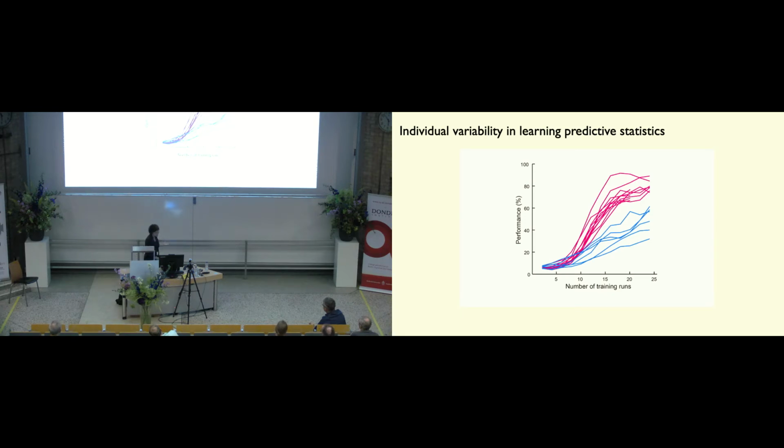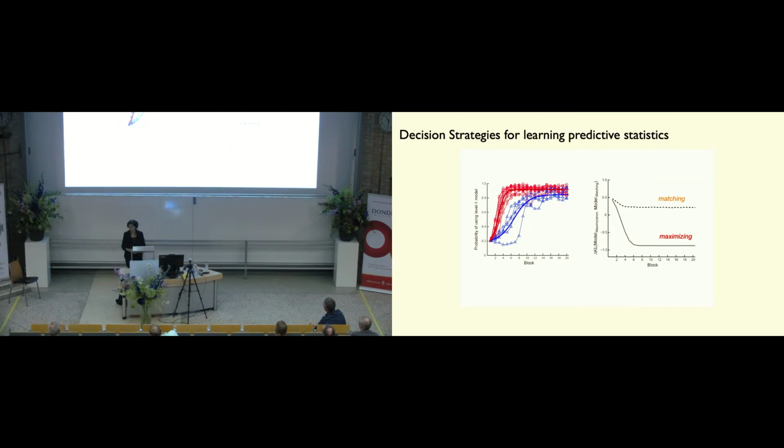And so we decided to model the data and look at decision strategies. Now, there's a lot of work in the animal literature in reinforcement learning that talks about two different strategies for problem solving and decision making. One strategy is matching. This means that when animals and humans have to deal with probabilistic statistics in the environment, they try to match their choices and responses to the statistical regularities in the environment, to the probabilities. So if A is presented 80% and B is presented 20%, then they try to approximately split their choices between 80 and 20%.